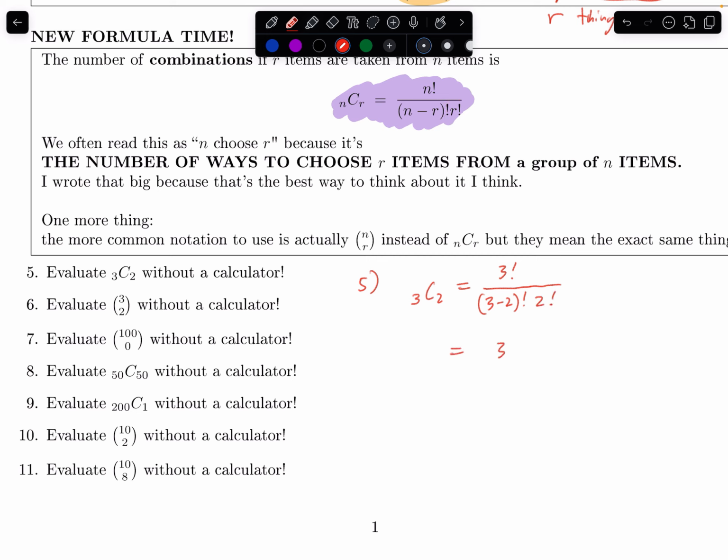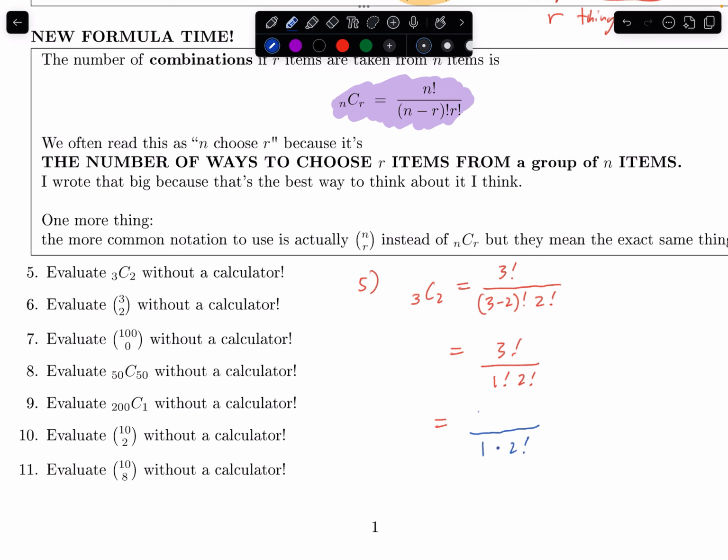So that top is 3 factorial. 3 minus 2 is 1. 1 factorial times 2 factorial. Let's switch colors for the next line here. And 1 factorial, of course, is just 1. So I'm going to start by changing that to 1 times 2 factorial on the bottom.